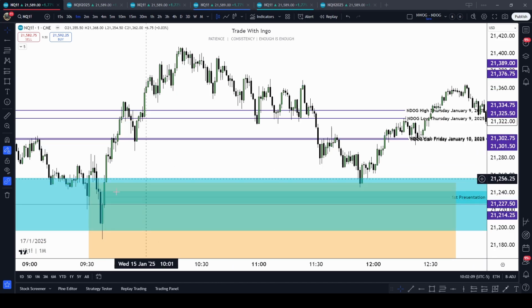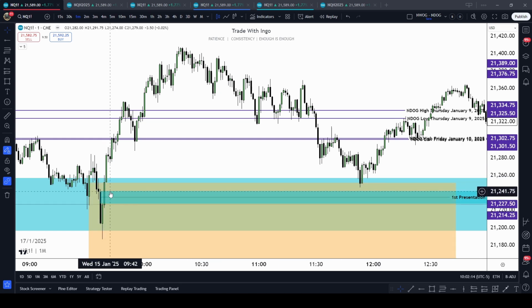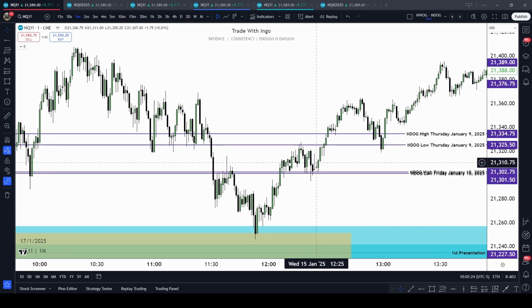But what disappointed me at the time was that the first presentation didn't really provide any opportunity, because as you can see, price didn't trade into the first fair value gap with the volume imbalance over here.